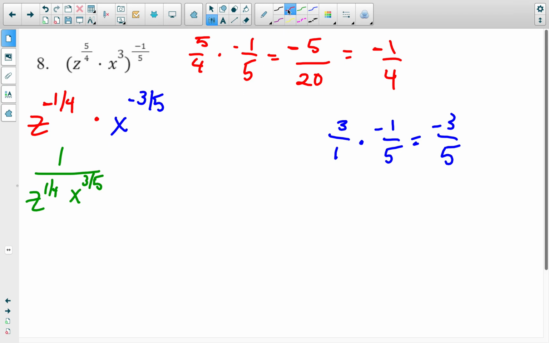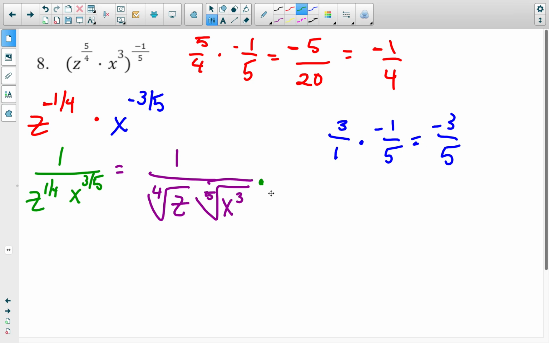We want to multiply in such a way that our denominator becomes rationalized, because this is really saying 1 over the 4th root of z, and then 5th root of x to the 3rd. So we want to rationalize that. We don't like those radicals in the bottom. So how many more z's do we need to get that z out of the 4th root? We have z to the 1st, so we need 3 more. We're going to multiply by the 4th root of z cubed. And then how many more x's do we need? We have 3. We need to get to 5, so we're going to multiply by the 5th root of x squared. We're going to multiply by the same thing on top.